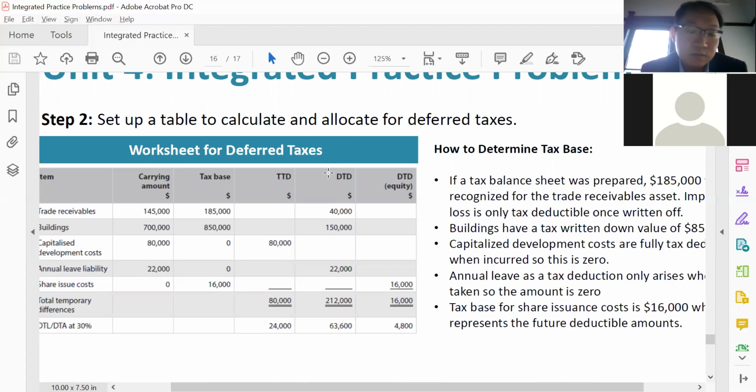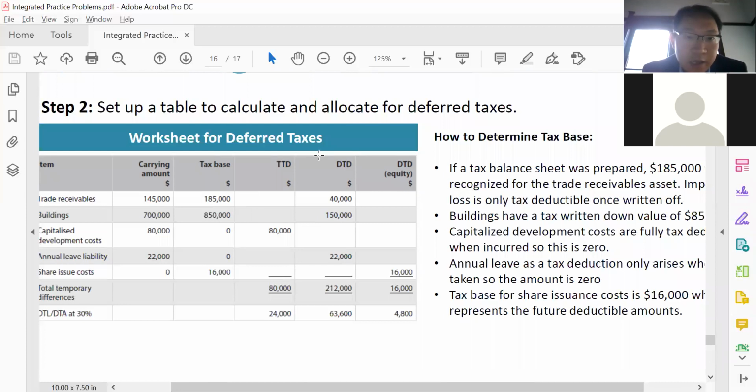The rules, go back and have a look at last week's material, are that if the carrying amount is greater than the tax base, then for an asset account, it's going to be a taxable temporary difference. If it's less, it'll be a deductible temporary difference. And then these two rules get switched around if we're dealing with a liability. So overall, we go through that exercise.